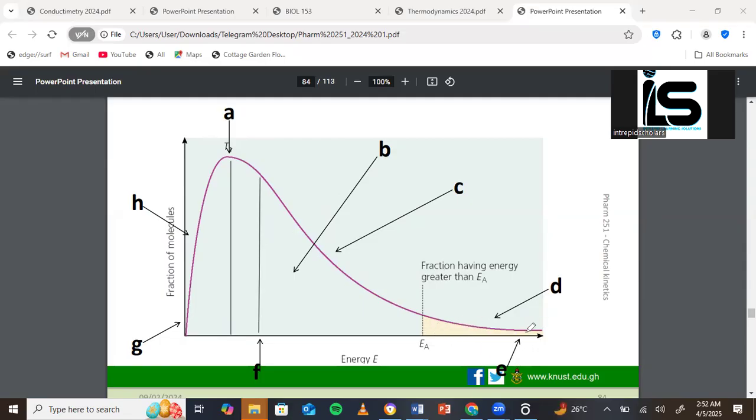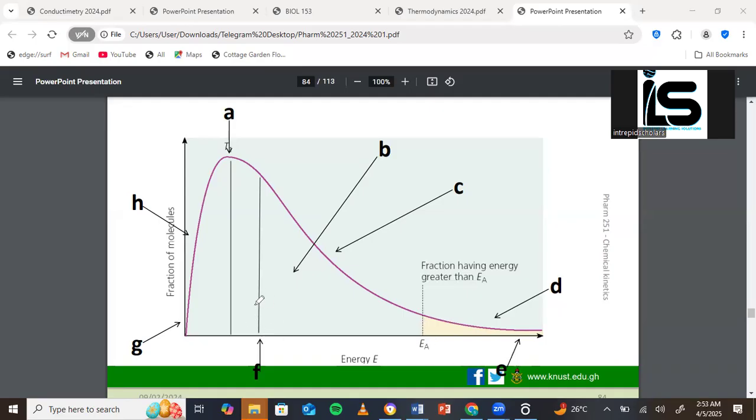Now, the E here is showing us that the graph will never touch the x-axis. The reason is that there's no maximum energy that we can get. So we will not touch here to say that the maximum energy ends here. It's always parallel. It never touches the x-axis, or the energy axis, because there's no maximum energy.